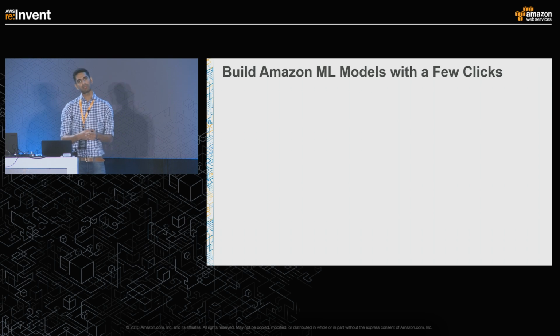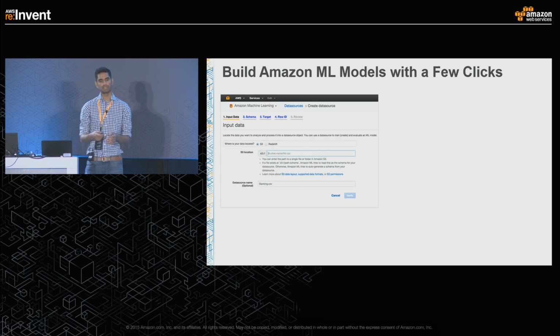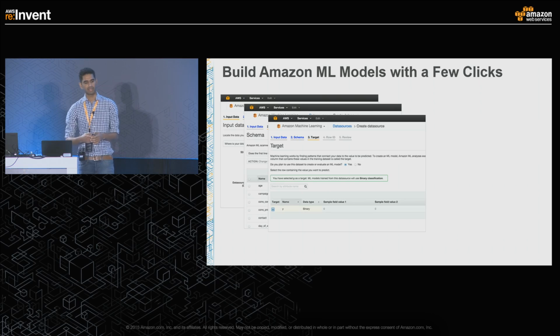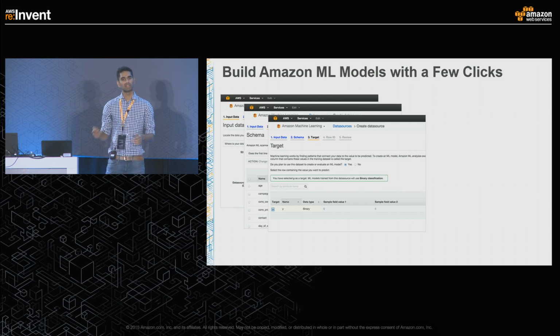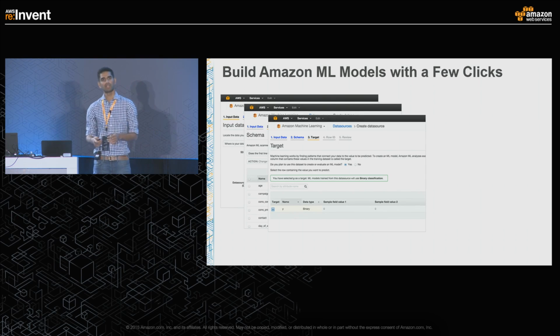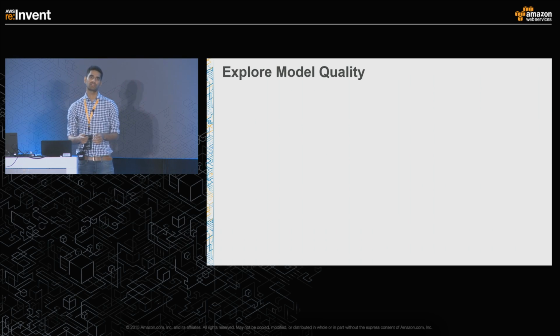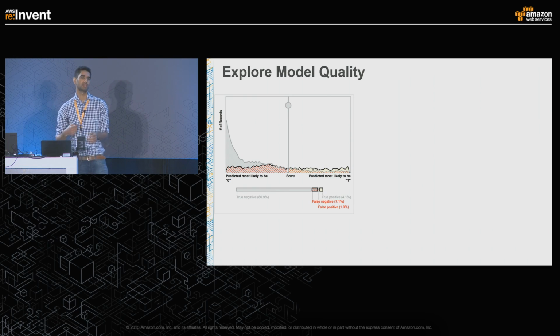So building machine learning models has never been easier. You can accomplish these models with a few clicks, using visualizations and interactive wizards like this. You can connect to Amazon Redshift. You can connect to your mobile app data in Amazon Redshift using these wizards and build machine learning models really quickly. You can also use the same wizards to evaluate and explore the models.